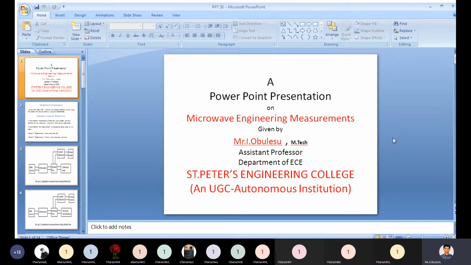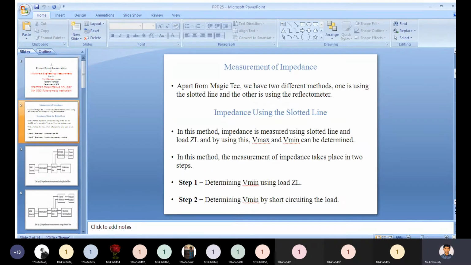Apart from magic T, we have two different methods for measuring an impedance value. One is using the slotted line and the other is using the reflectometer. So the impedance using slotted line first.